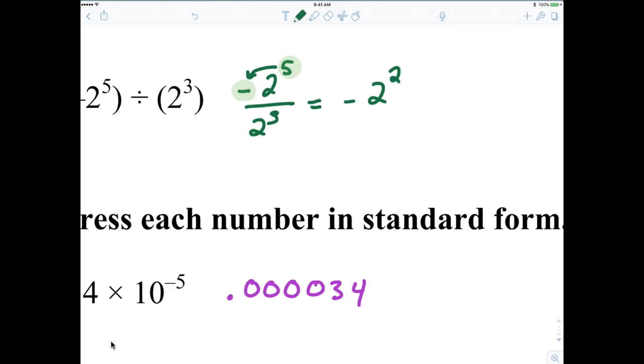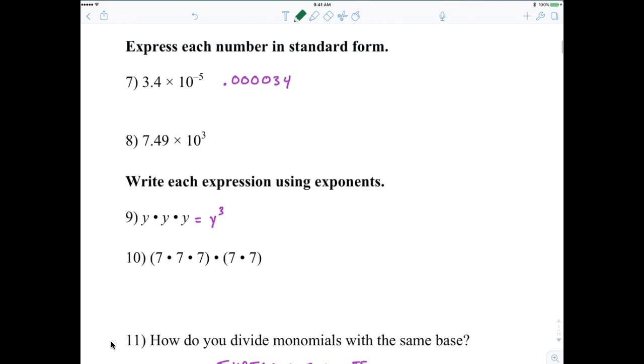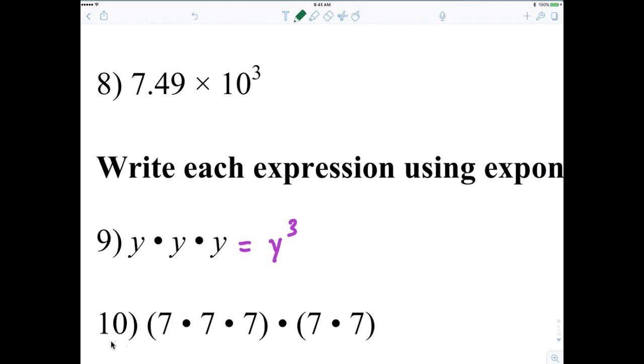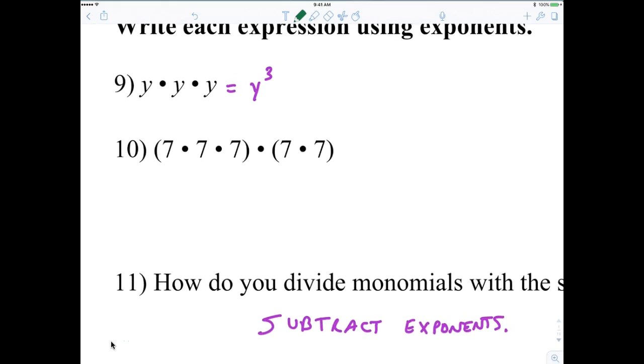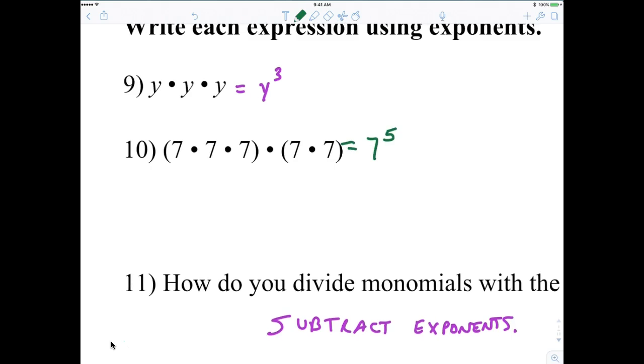Now let's take a look at number 8. Writing that in standard form, when you raise something to the 3rd power, that means you just move it 3 places to the right. So I would have to do what, Alex? Yeah, tell me. You're awesome. 7,490. Or you move it 3 places to the right. Now, again, using exponents, how many 7s do we see there? 5. So that's just equivalent to 7 to the 5th power.